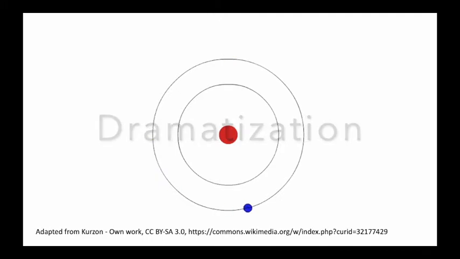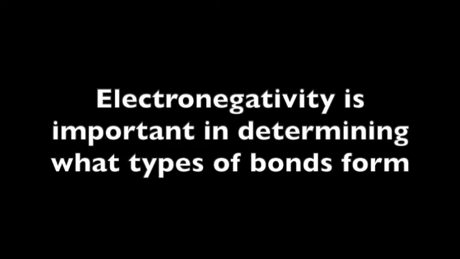Even though it's not the most accurate representation of what atoms really look like, it works very well for thinking about these concepts. Let's start talking about electronegativity, since this has a lot to do with what kinds of bonds will form between two particular atoms.